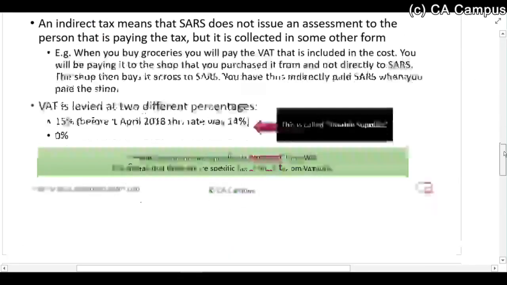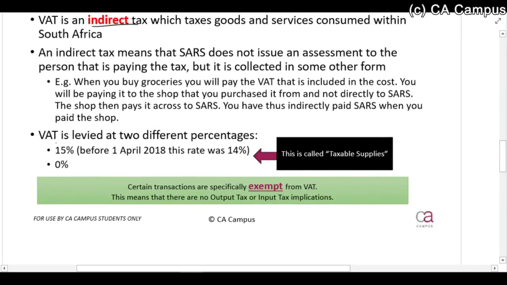Alright, so, important, as I've just mentioned, VAT is currently being calculated at 15%. Before the 1st of April 2018, it was calculated at 14%. This VAT rate can change. It hadn't changed for a long time; since its introduction, it was basically at 14%. But it can change, and if that is the case, obviously your calculations will just take that into account.